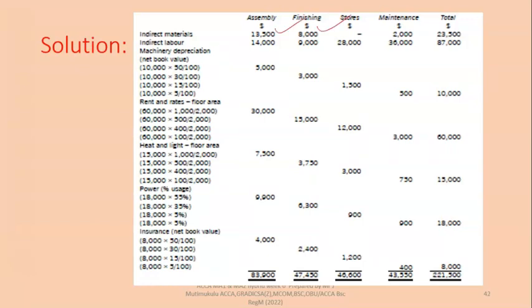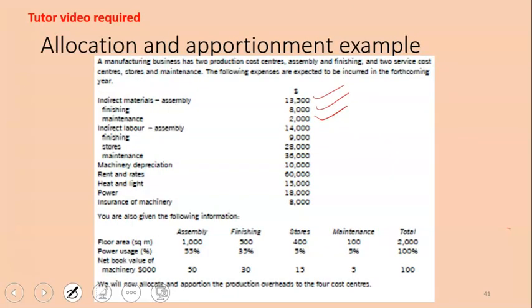Indirect materials, okay, the stores does not need any indirect materials to be used for its services. They're not required in stores, although it keeps those materials and takes custody of them, it doesn't need them to function. So this is why we put a 0 here. And then maintenance, that's 2,000. So they give a total of that value.